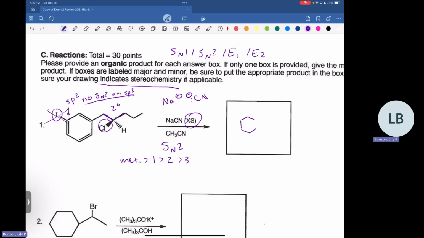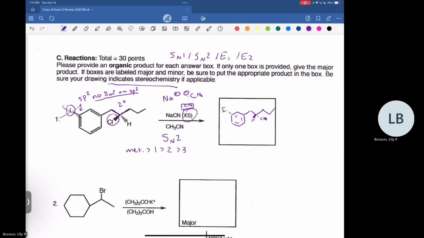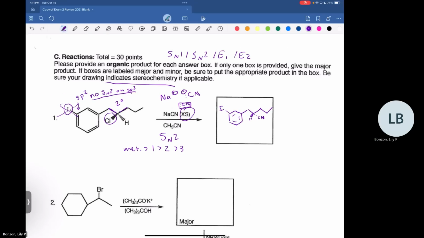Other than that, we don't have any other leaving groups. So it's going to be substitution. So we're just going to replace the leaving group with a nucleophile, which again is CN. And since it's SN2, we're going to invert the stereochemistry. So I just like to draw the groups where they were and switch where the other group was that didn't leave. So that would be our final product. Questions on that one?